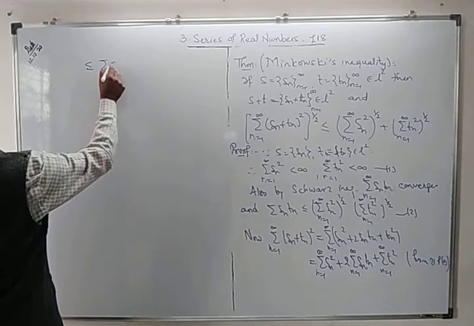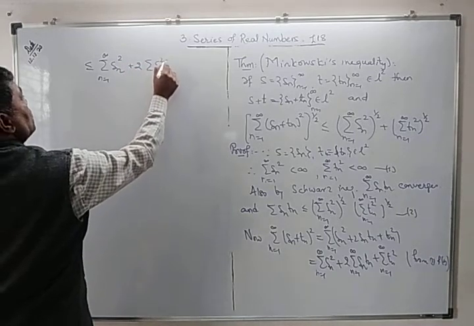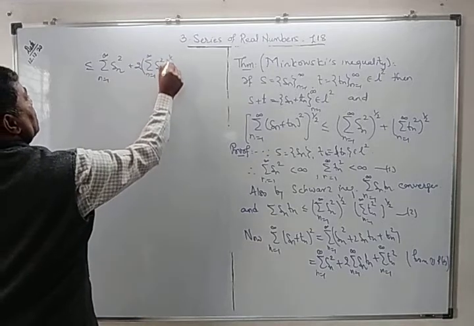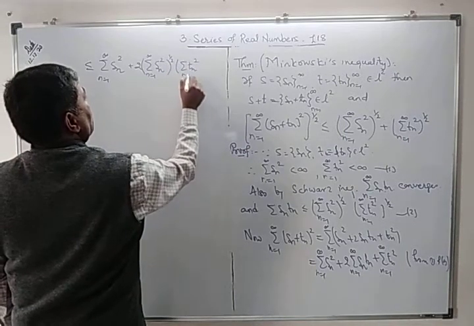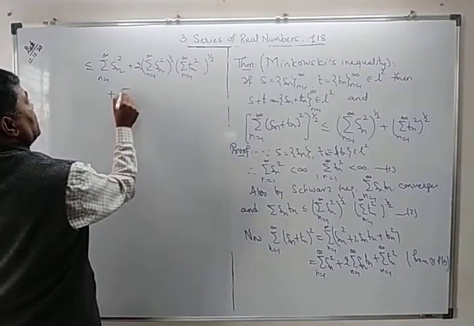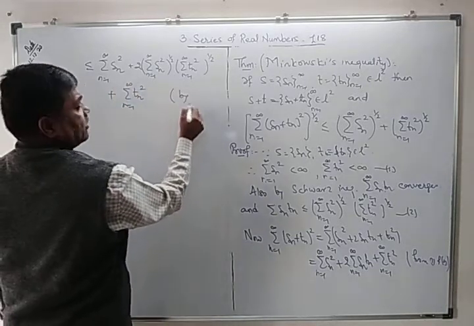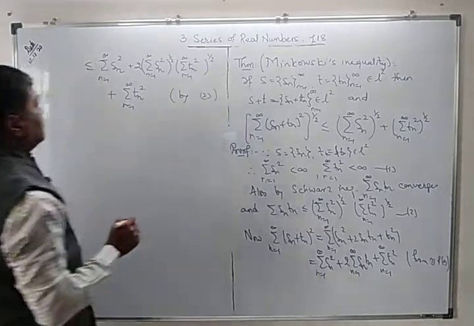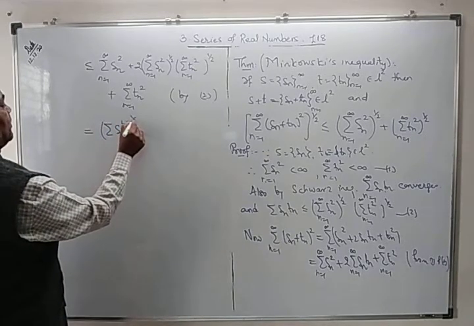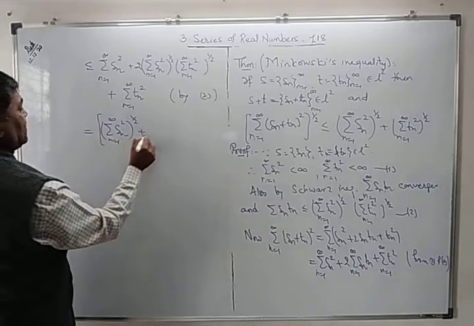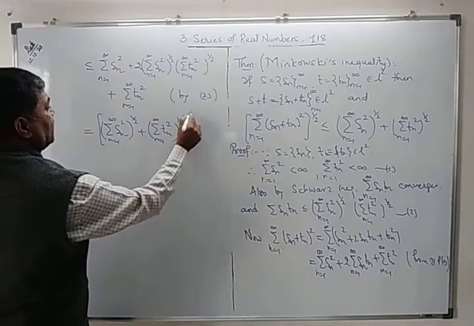This is less than or equal to the summation of Sn square, n equal to 1 to infinity, plus 2 times the summation of Sn square, n equal to 1 to infinity, raised to half, is it clear, into the summation of Tn square, n equal to 1 to infinity, raised to half, plus the summation of Tn square, n equal to 1 to infinity, by 2 again, is it right? But this is precisely equal to the summation of Sn square raised to half, n equal to 1 to infinity, plus the summation of Tn square raised to half, n equal to 1 to infinity, bracket square.